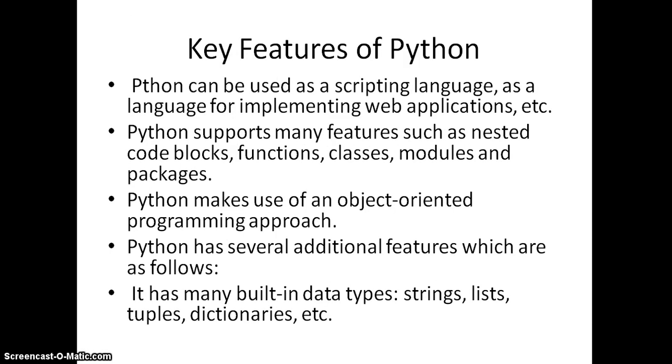The key features of Python. Python is a script language which is used for implementing web applications, etc. And it supports many features such as nested code blocks, functions, classes, modules and packages. Python makes use of an object-oriented programming approach. That means the programming revolves around the data. Data is the core for the object-oriented programming approach.